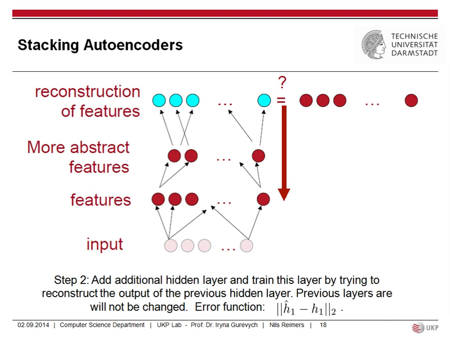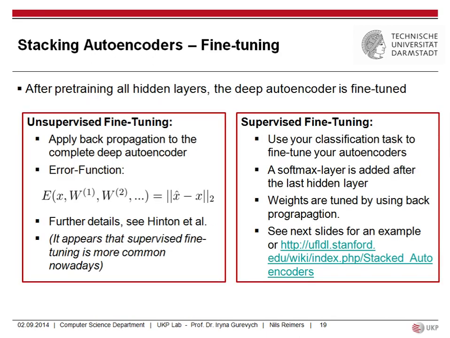arbitrarily many layers. In the second step, we compute the reconstruction error between our predicted hidden value 1 and the actual hidden value 1. And this is how we can train arbitrarily deep neural networks with autoencoders. After that, you do some fine-tuning. When you have trained every one of your hidden layers, you can apply backpropagation to the complete deep autoencoder, where you input your value and try to reconstruct it. For example, you have three encoders, making the hidden layers smaller and smaller, and then you try to reconstruct it.